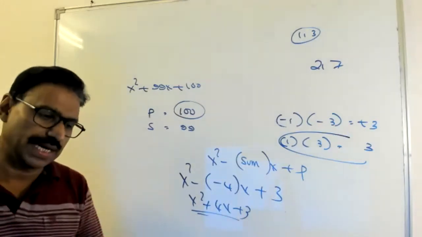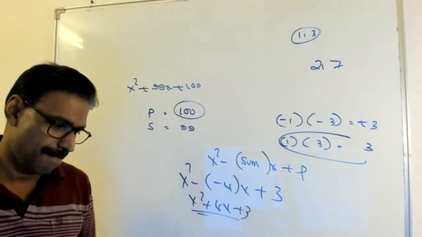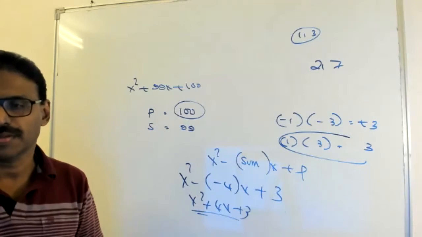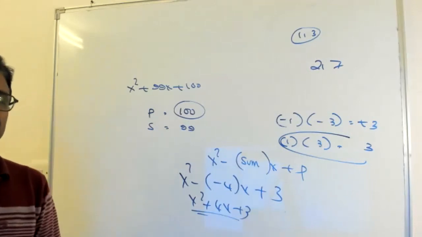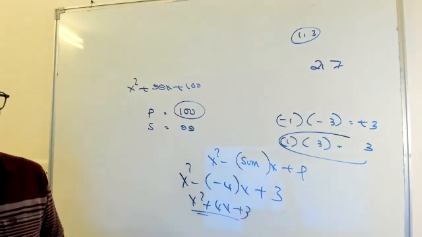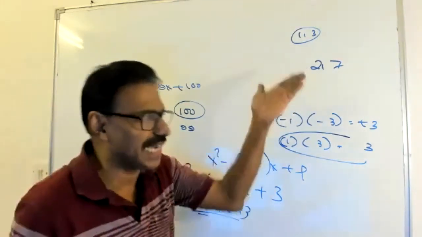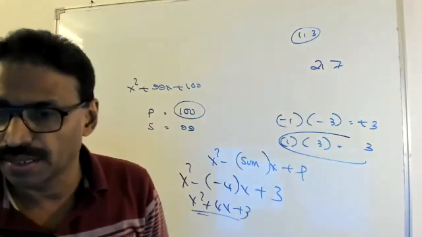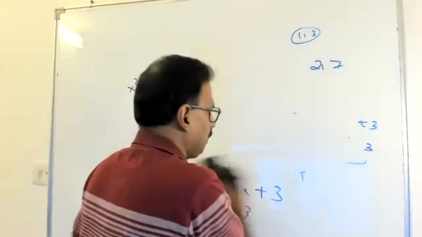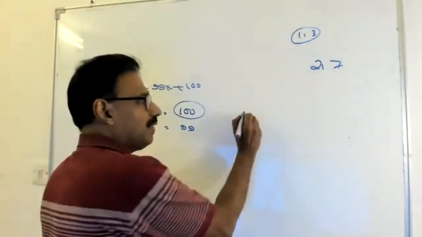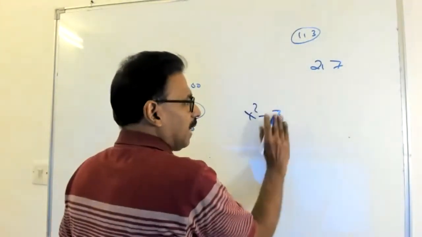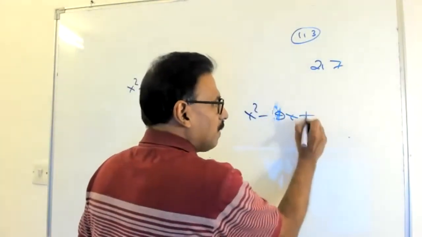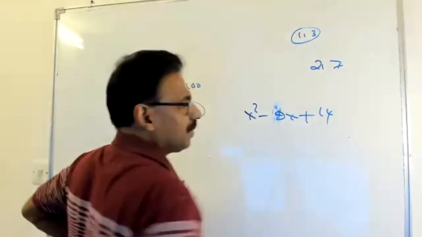Both are positive or both are negative? Both are positive? How come? You think both are positive? We check. We check 2 and 7. What is the polynomial? x square minus 9x plus 14. Correct or not?